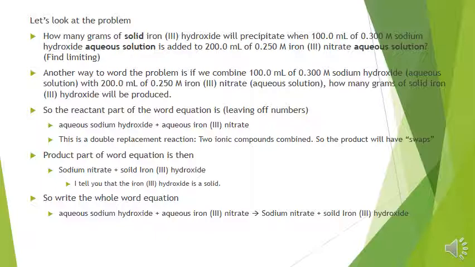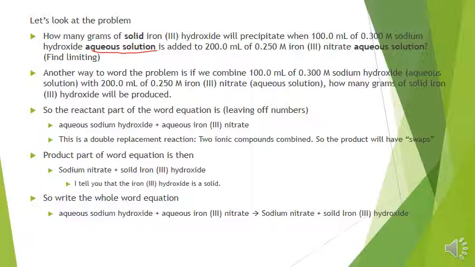So first of all, let's look at the problem. It says how many grams of solid iron 3 hydroxide will precipitate when 100 mLs of 0.3 molar sodium hydroxide, which is an aqueous solution, is added to an aqueous solution of 200 mLs of 0.25 molar iron 3 nitrate.